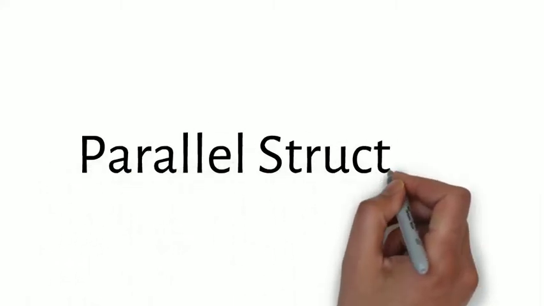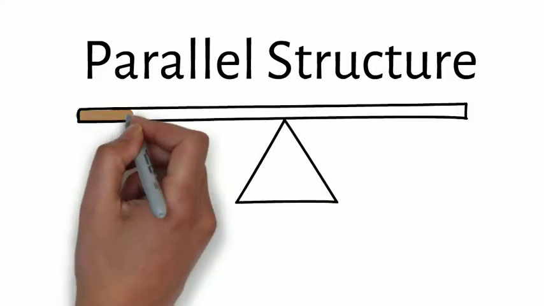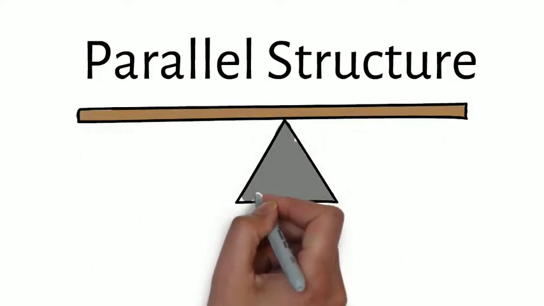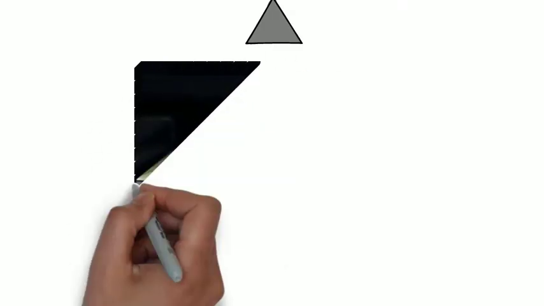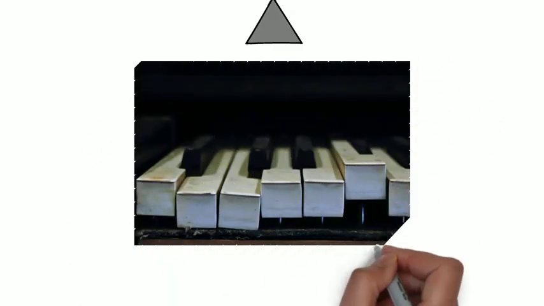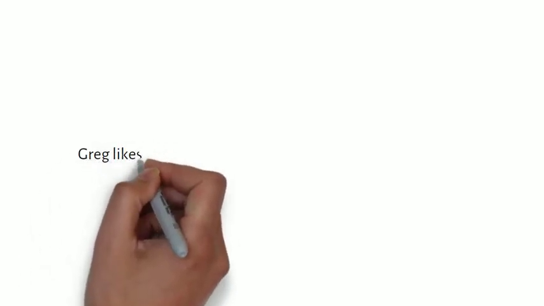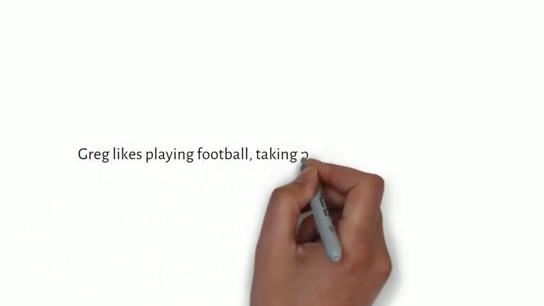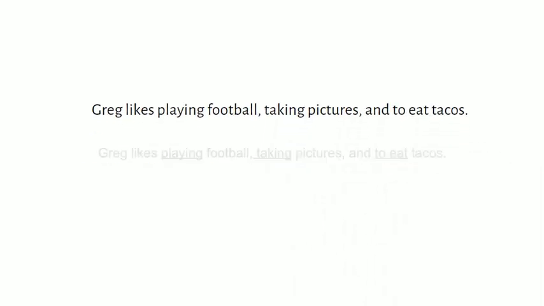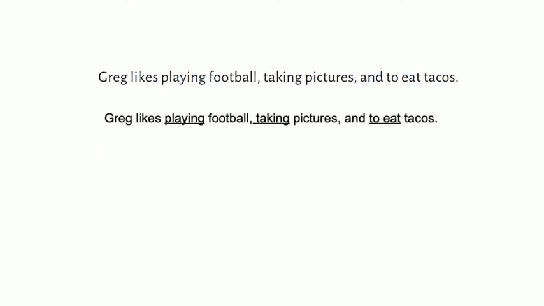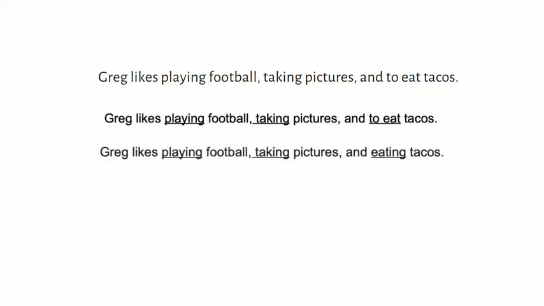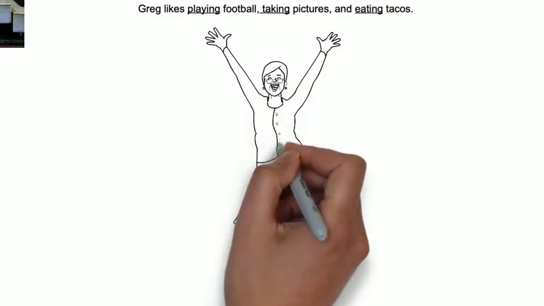Parallel structure, or parallelism, harmonizes and balances your writing. A sentence that fails to stay uniform in structure feels jerky and out of tune. Take the following example. Greg likes playing football, taking pictures, and to eat tacos. To eat tacos is structurally different than playing football and taking pictures. To make this sentence consistent, you need to change "to eat tacos" into "eating tacos." Voila, you have parallel structure.